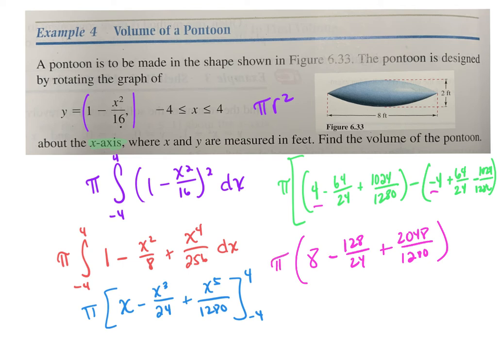This actually simplifies to like 64 pi over 15. I'm going to just take that at face value, that's 64 pi over 15. In decimals, it's 13.4. They did give me feet. They actually gave me a measurement here, 13.4 feet. So this is volume, so we do have cubic feet there.